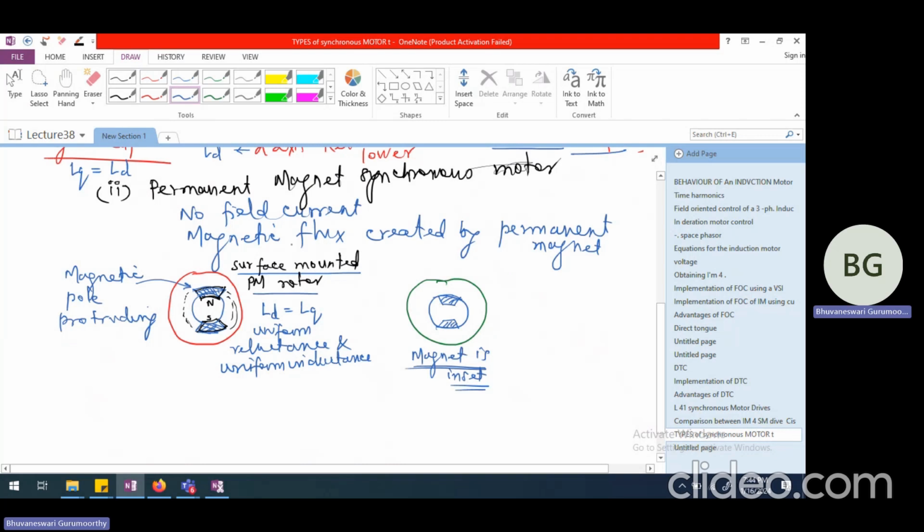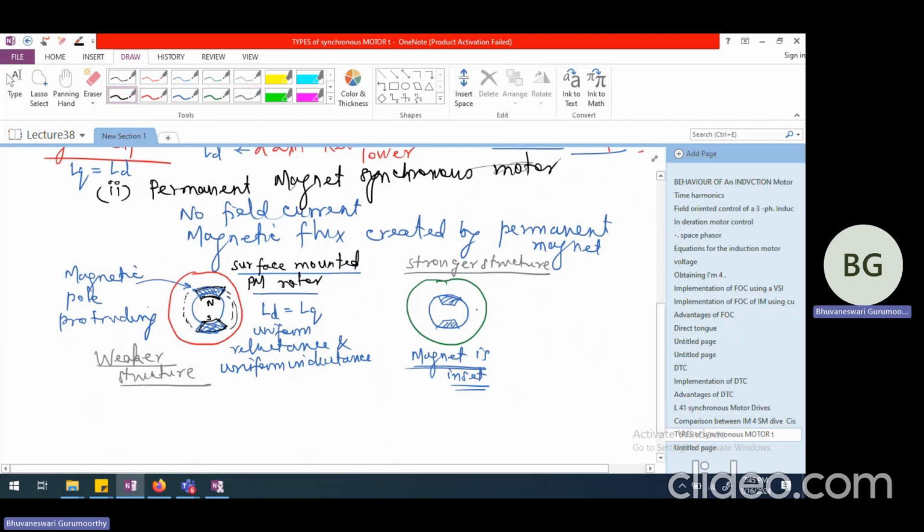Mechanically, this is a stronger structure. You would not see the magnet simply being thrown out when it is running pretty fast. Whereas here, this is definitely a weaker structure because the magnets are held only by some glue. By chance, if it is running at a very high speed, the magnet can be thrown out. So in that sense, it is not as strong as the inset permanent magnet motor.